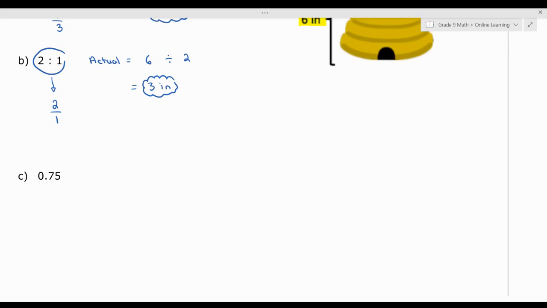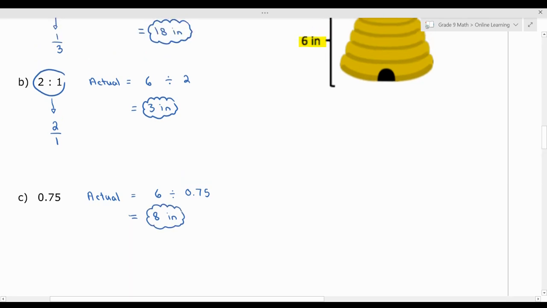Okay, so this time our scale factor is 0.75. So we are trying to find the actual. We're going to use our new little formula that might help. So the diagram was 6 inches. We are going to divide that by 0.75. So 6 divided by 0.75 would give you an actual measurement of 8 inches.